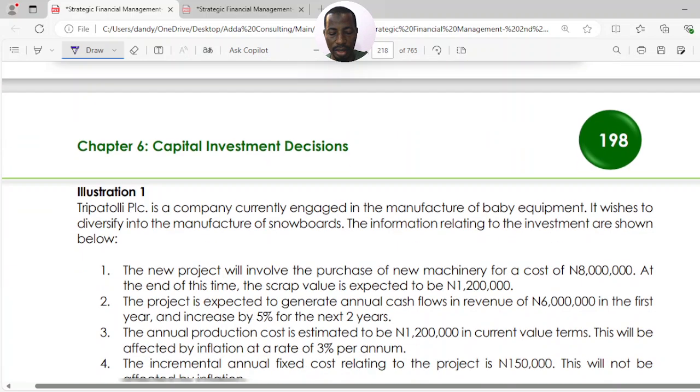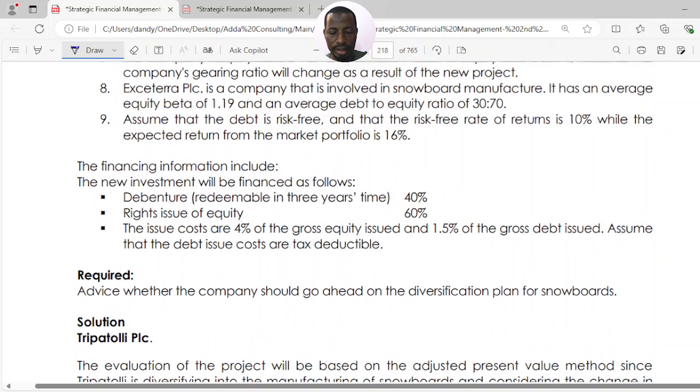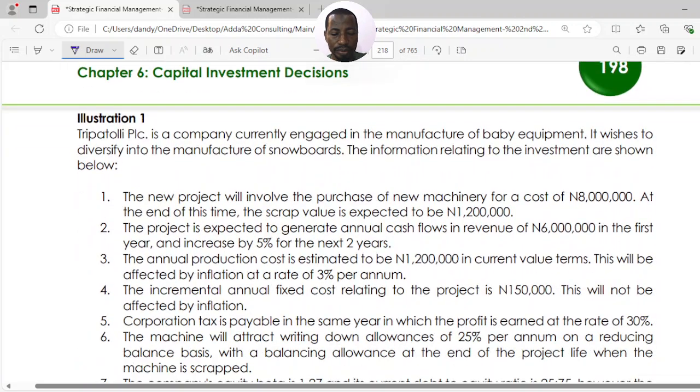All right. Yes, we are going to have two illustrations. Let's solve the first one. Tripatoli PLC is a company currently engaged in the manufacture of baby equipment. It wishes to diversify into the manufacture of snowballs. The information relating to the investment are shown below. Something has caught my attention. Examiner has mentioned that this company is diversifying.